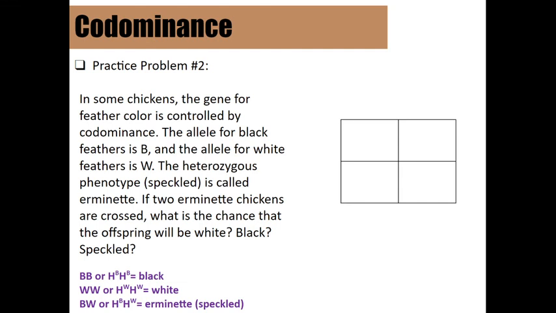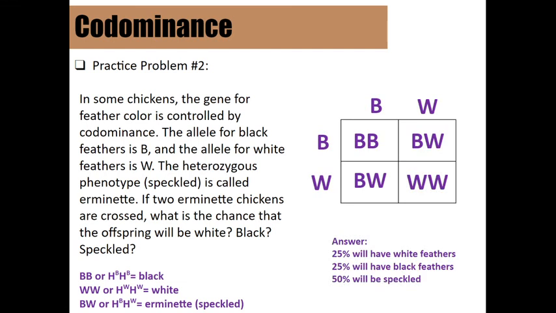Now, the reason we write it like this is so you don't get confused with the different letters. It makes it a little easier if you're working with the same thing, and then you just have your letters up here kind of as a coefficient. So here is what it'll look like if we are crossing 2 speckled chickens. So 25% of the chickens will have white feathers, 25% will have black feathers, and 50% will be speckled.